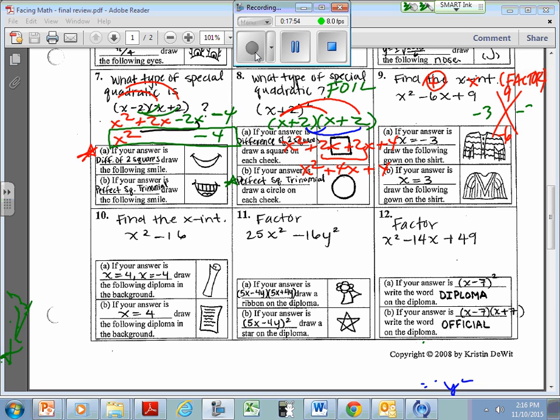-3 times a -3 will give me a +9, and a -3 plus a -3 will give me a -6. So put in parentheses, here it comes. This is your grand finale. After this, you don't have to know any more math ever. x minus 3, x minus 3.